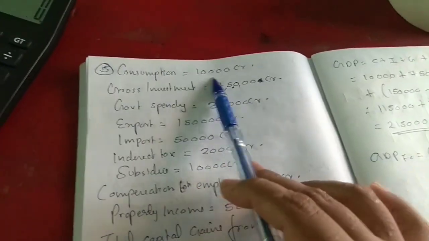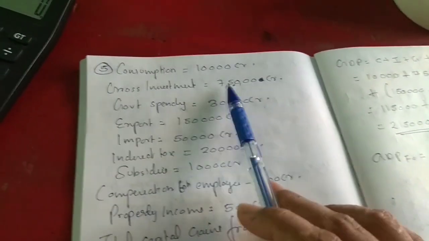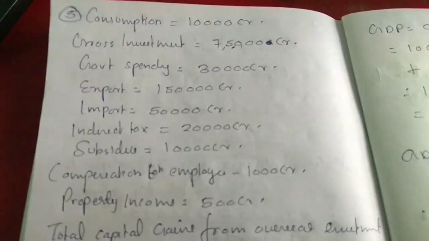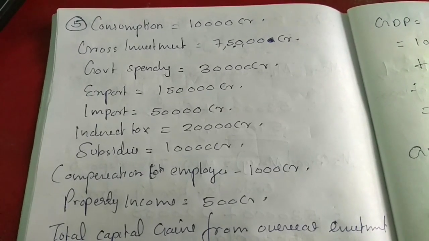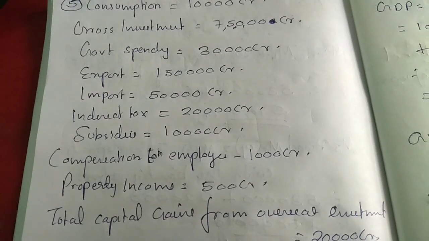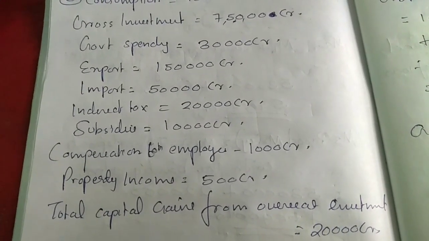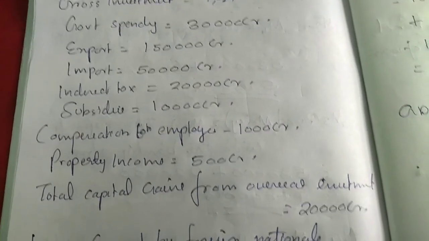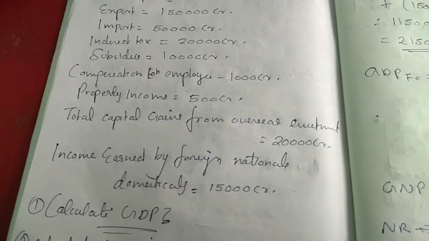Next question is from the GDP concept. Consumption is 10,000 crore. Gross investment 7,50,000 crore. Government spending 30,000 crore. Export is 1,50,000 crore. Import 50,000 crore. Indirect tax 20,000 crore. Subsidies 10,000 crore. Compensation to employees 1,000 crore. Property income 500 crore. Total capital gains from overseas investment is 20,000 crore. Income earned by foreign nationals domestically is 15,000 crore. These all will be given in the question. Now, we will be asked to calculate GDP.